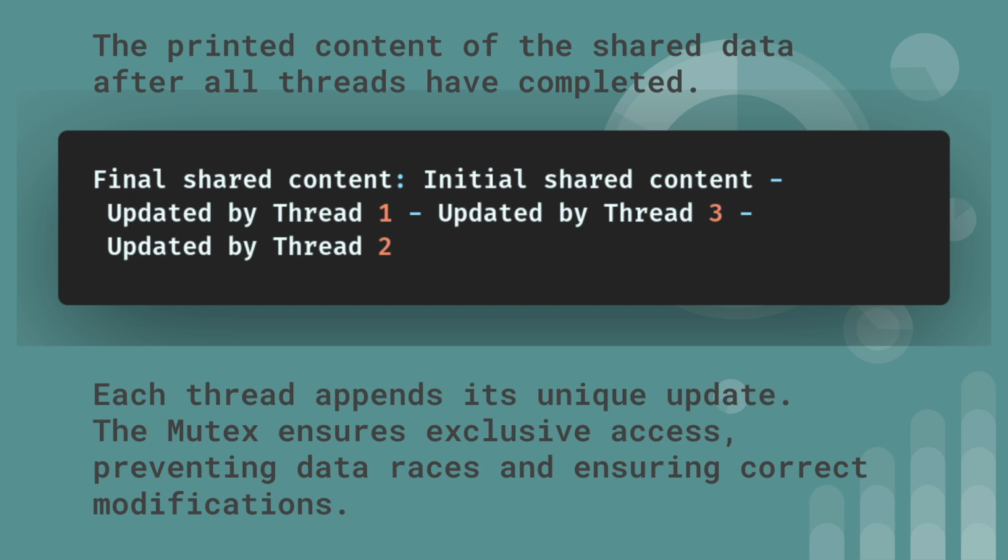It's because it's non-deterministic. Sometimes thread 3 could complete before thread 2. If you saw my previous video, where I worked with the colors, you could really visually see how the threads don't complete in sequential order as you might expect. Each thread appends its unique update. The mutex ensures exclusive access, and it prevents data races and ensures correct modifications.